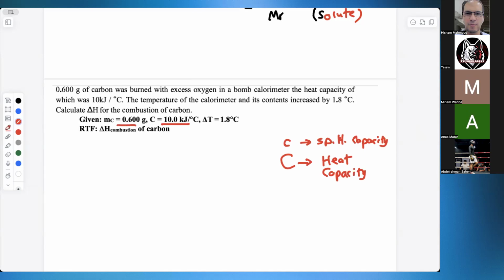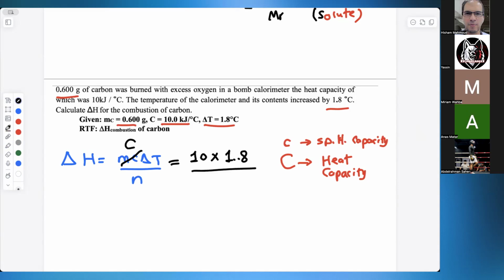He said the mass is 0.600, this is the mass of the carbon, and the delta T is 1.8. This is a very dangerous question because like 90% of the students will go and write delta H is equal to mc delta T divided by n. But note that here this is not c, this is heat capacity, not specific heat capacity, which means you should cancel this out and write the C only. So there are no masses to be added here. The mass is already included inside the calorimeter. So I will just say it is 10 multiplied by the change in temperature 1.8.